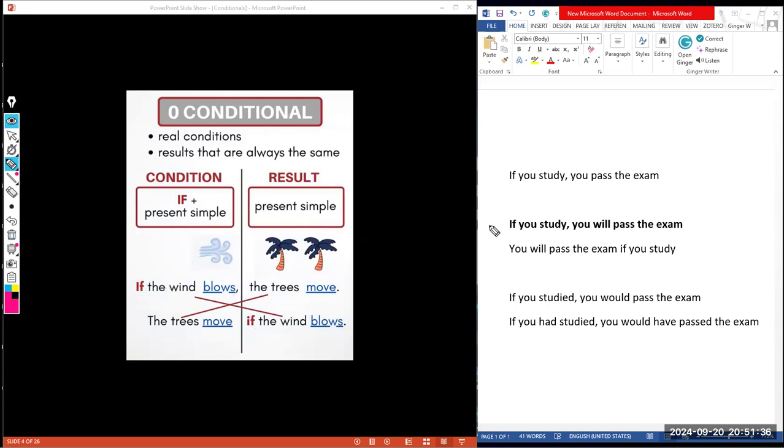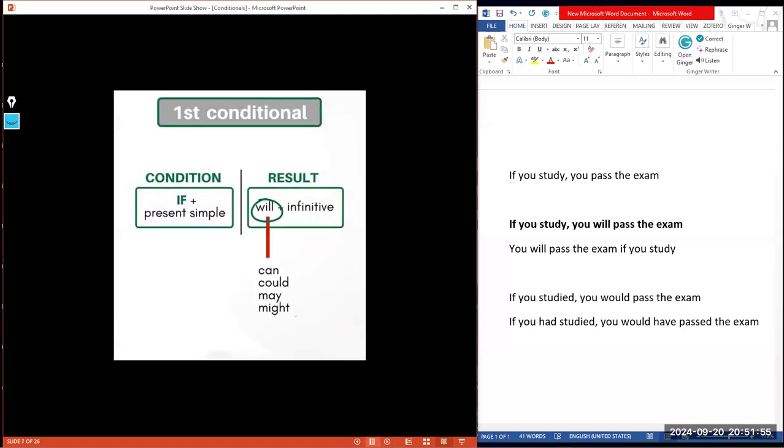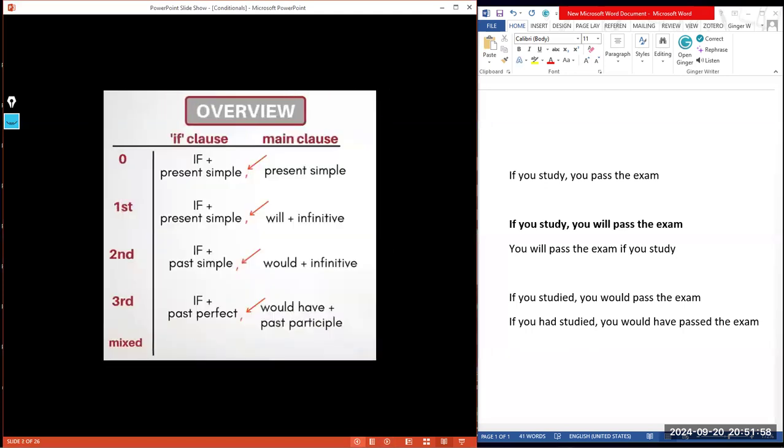Okay. Now, please let me tell you that the zero conditional and the first conditional are real and possible to happen. But the second conditional and the third one are impossible to happen. Let me show you this page because you have to understand me. Yeah. This is it.